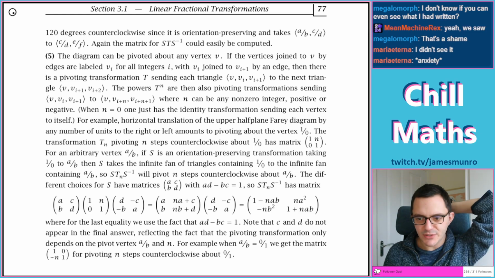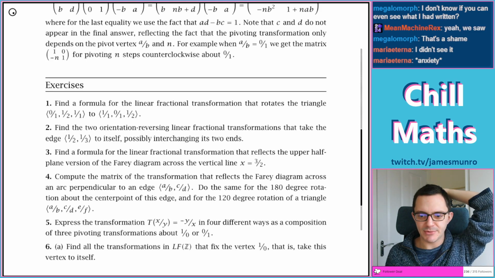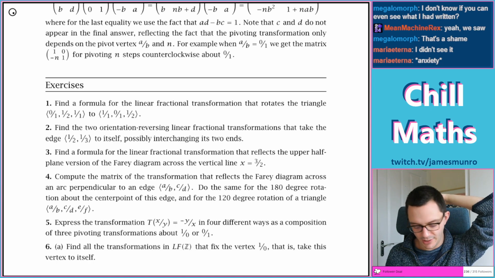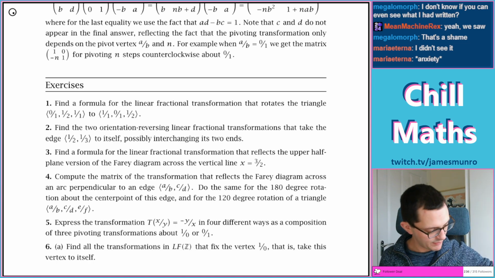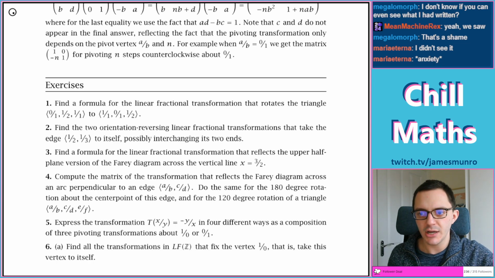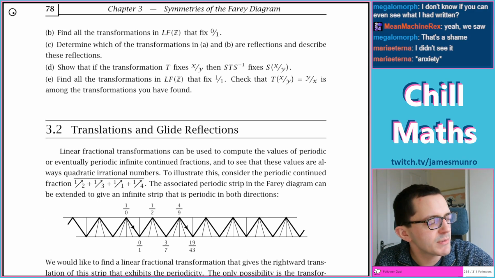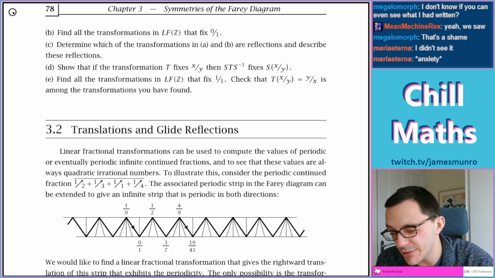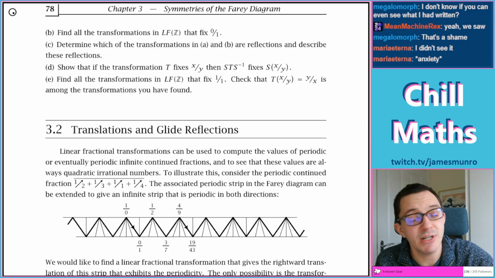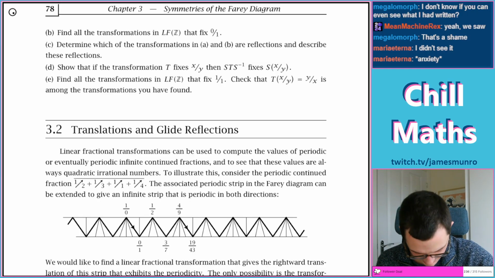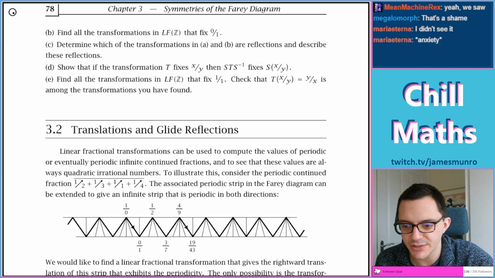Okay, let's wrap up then. We've got some symmetries. I think they're just Mobius maps. I'm pretty sure that if you send rationals to rationals, then you're all good. But it's the ones with determinant plus or minus 1 that are particularly interesting to us because they send edges to edges, wedges to wedges. Next up, translations and glide reflections. That's a nice category of reflections.